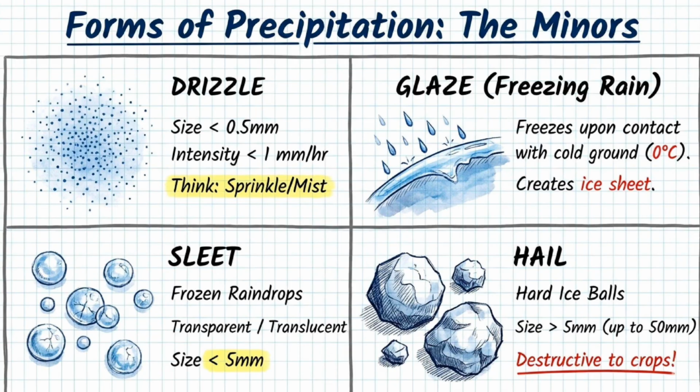Finally, we have hail. Hail consists of hard balls of ice, usually larger than 5 millimeters and sometimes even reaching 50 millimeters in diameter. Hail forms inside strong thunderstorms, where ice particles grow larger by repeatedly moving up and down in powerful air currents. Because of their large size and hardness, hailstones can damage crops, vehicles, and buildings. So remember these four minor forms, drizzle, glaze, sleet, and hail, each formed due to different temperature conditions and particle sizes.